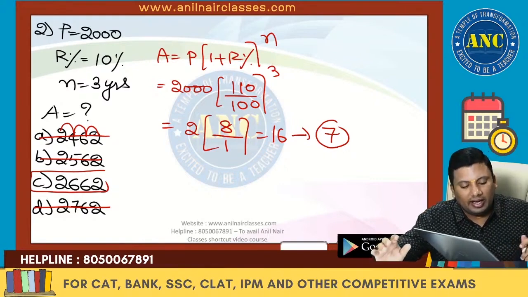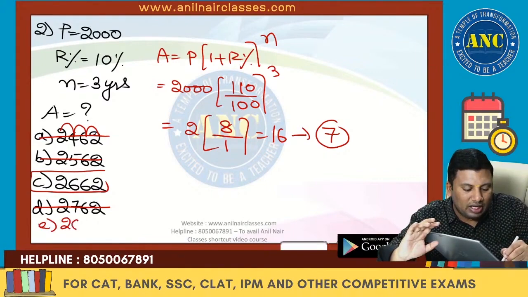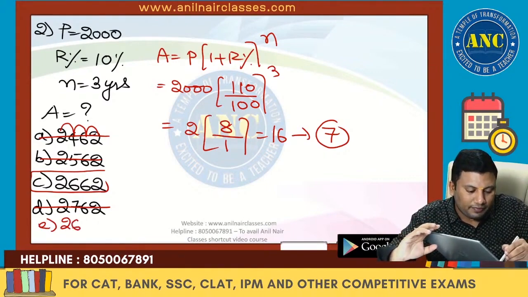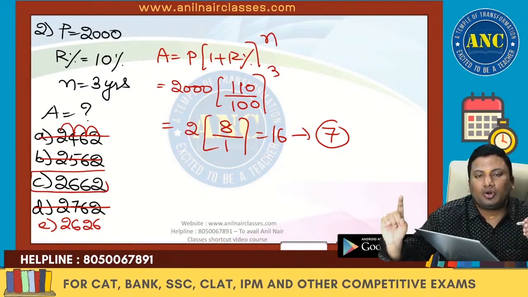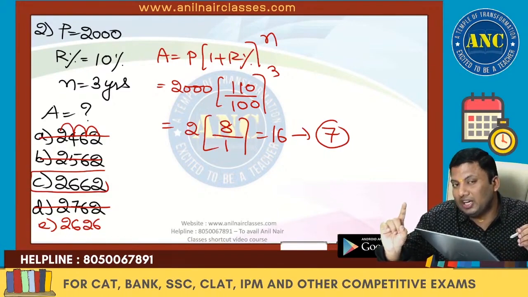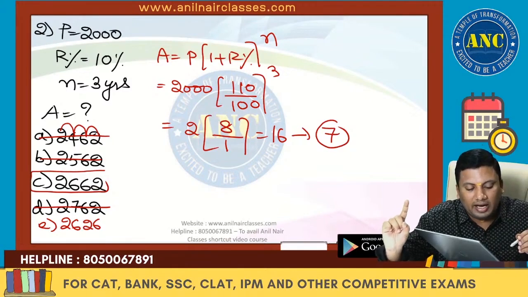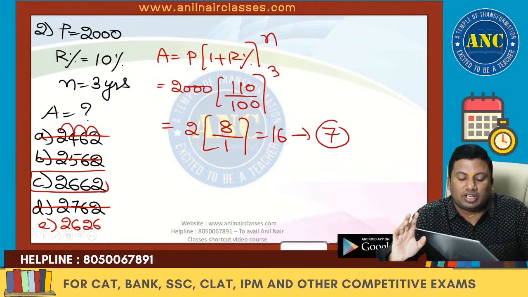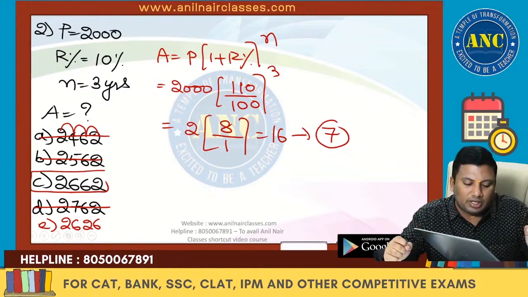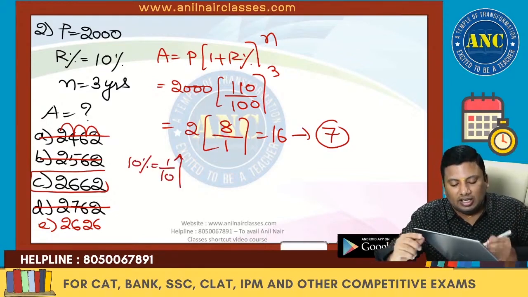I hope the idea is clear. 2662. Hey Anil sir, what if the option is 2626? If the option is 2626, I told you that digital sum is an elimination method. It will eliminate the incorrect answer options A, B and D. 3 options are eliminated. If there is an option 2626, 10 percentage is nothing but 1 by 10. Rate of interest is increased.